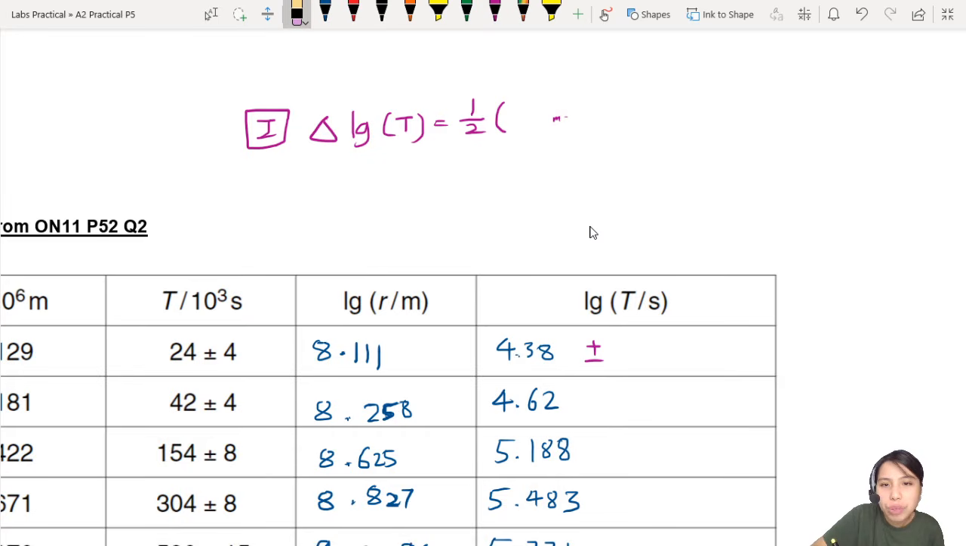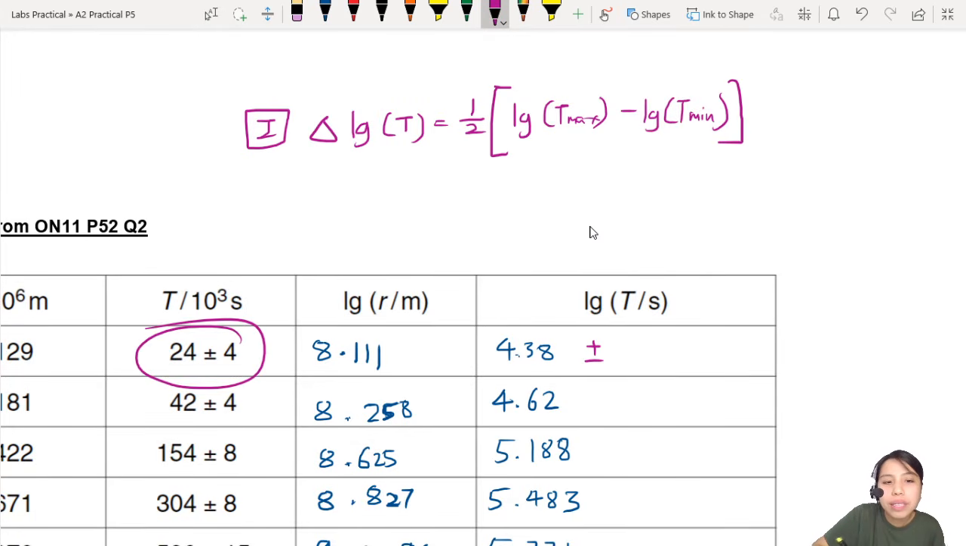You know what, there's too many brackets. Let's use square bracket. So log of maximum t minus log of minimum t. How to know what is maximum, what is minimum? Look at the table. This is the t value, right? What's the biggest it can be? So the maximum it can be is 28. The minimum it can be is 24 minus 4, is 20. So you can do log 28 minus log 20.